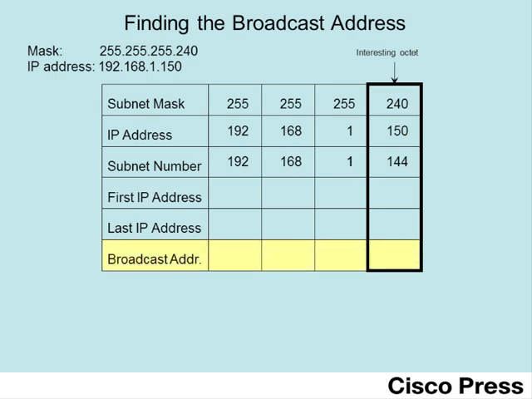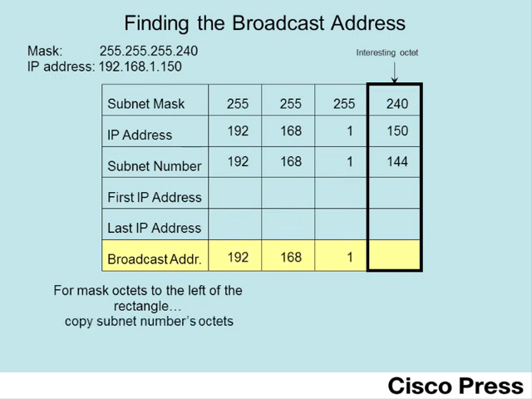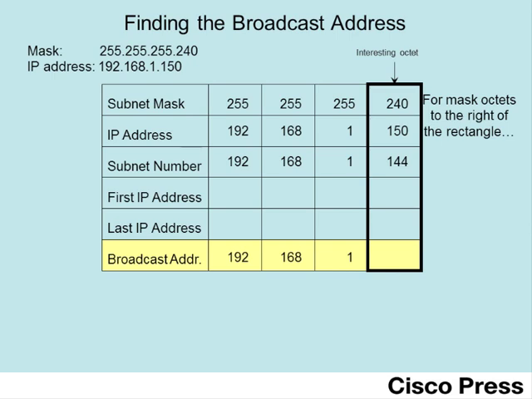So to find the subnet broadcast address, we look at the octets to the left of the interesting octet, those with 255 in the mask, and we simply copy the subnet number's value. So the subnet broadcast address in this case will start with 192.168.1. There are no octets to the right of the interesting octet in this case, so there's no work to do over there. Then inside the interesting octet, we do some math.